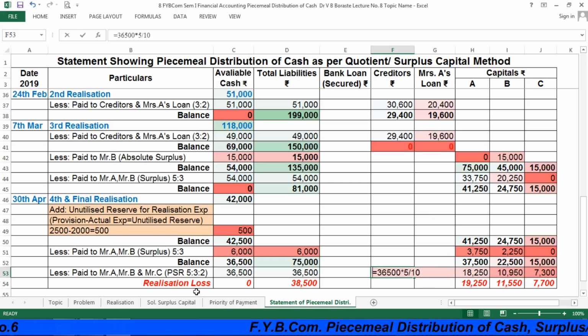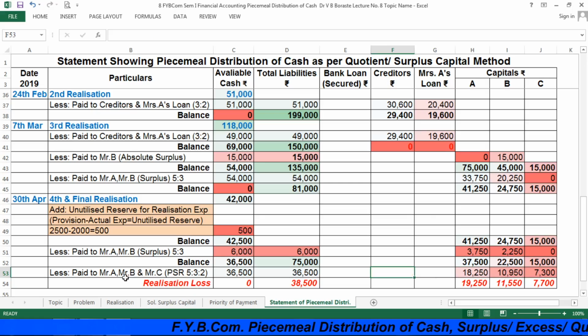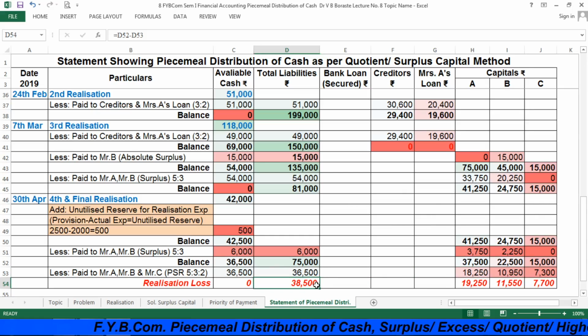That means 18,250 will be received by Mr. A. In the same way Mr. B will receive 3 shares. So just multiply by 3. Answer will be 10,950. And Mr. C will receive 2 shares, that is into 2. So amount is 7,300. In this way we can issue the cash balances to partners in the profit sharing ratio, and after the payment of all the liability, then absolute capital and then surplus capital and all the balances in the profit sharing ratio to all the partners, still we have a liability of 38,500.